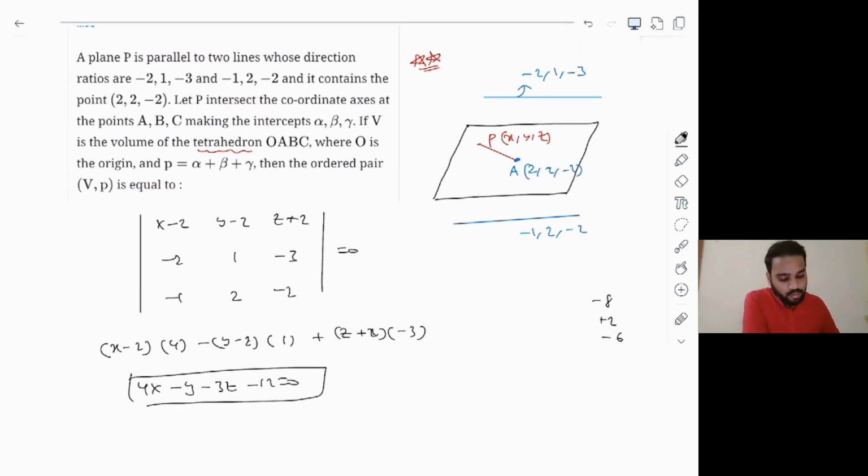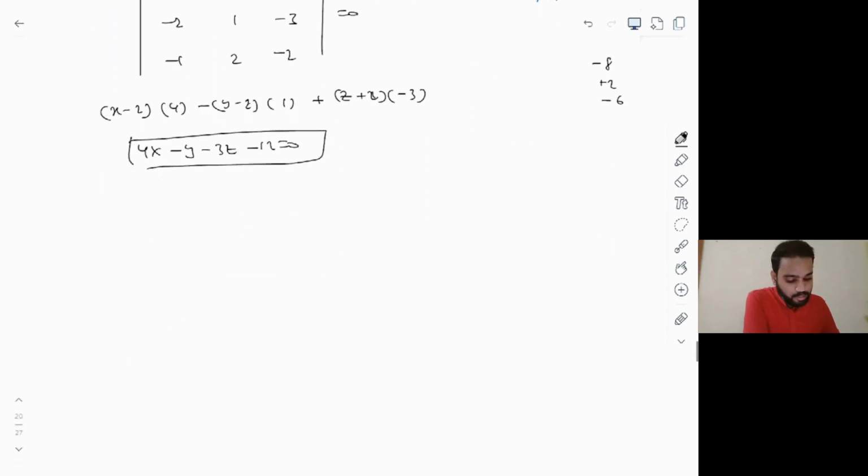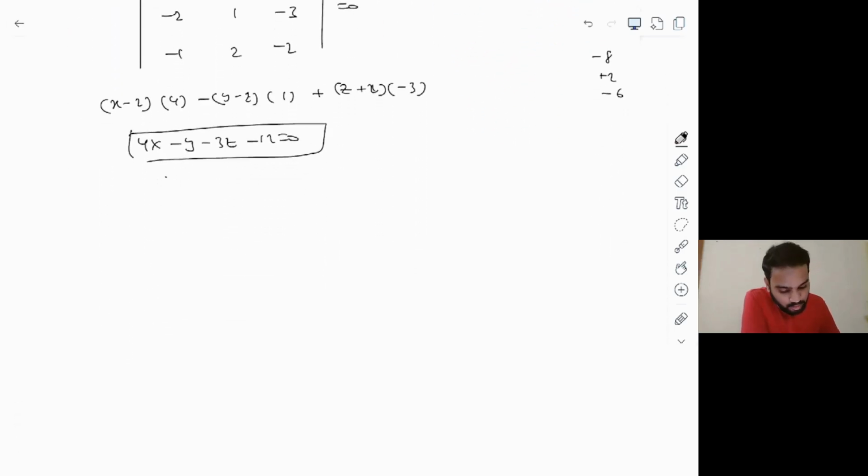Read the question now. Let the plane P intersect the coordinate axis at the points A, B, C, making the intercepts alpha, beta, gamma. Now, this is again similar to one of the previous questions that we have solved, right? That is finding the intercepts. So let us convert into intercept form.